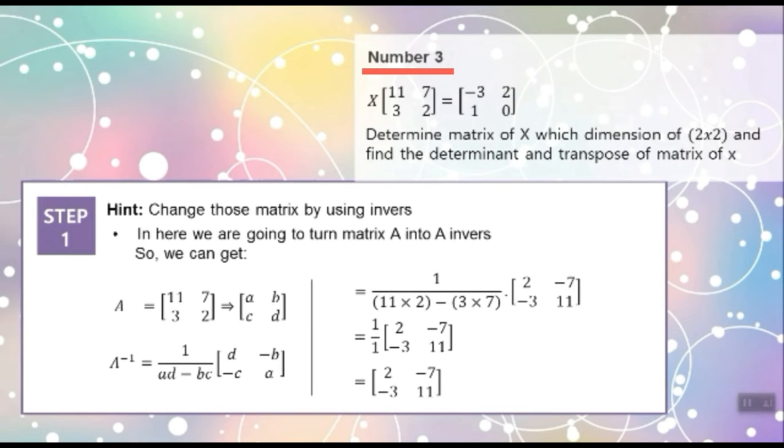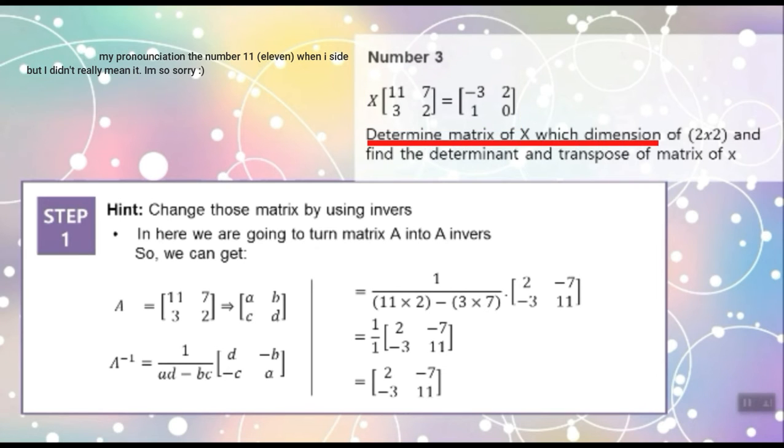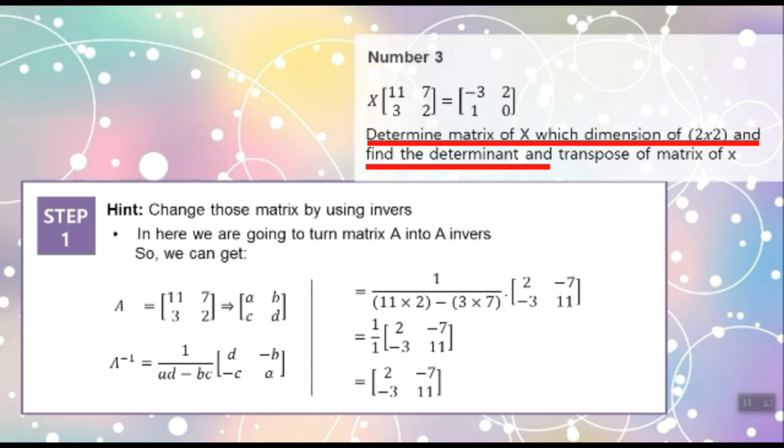Number 3. Given matrix X multiplied by matrix A equals matrix B, where matrix A is [11, 7; 3, 2] and matrix B is [-3, 2; 1, 0]. Determine matrix X, which has dimension 2 by 2, and find the determinant and transpose of matrix X.